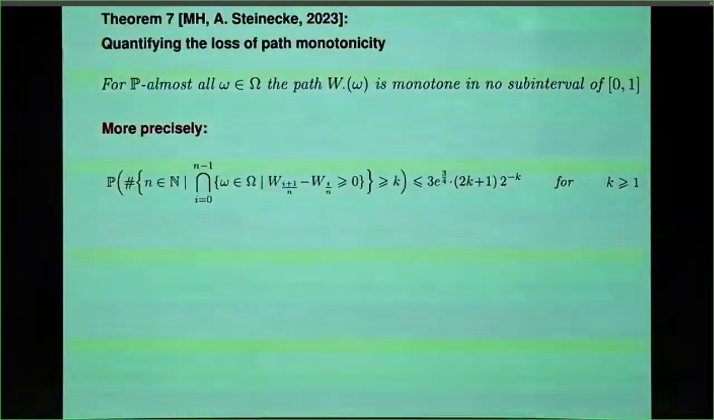Then the loss of monotonicity. Of course, we know that Brownian motion has no monotonic path, so in no subinterval do you have any kind of monotonicity.